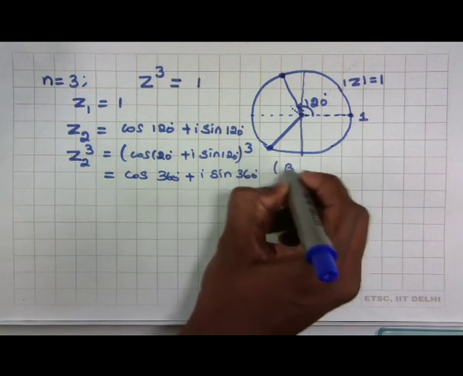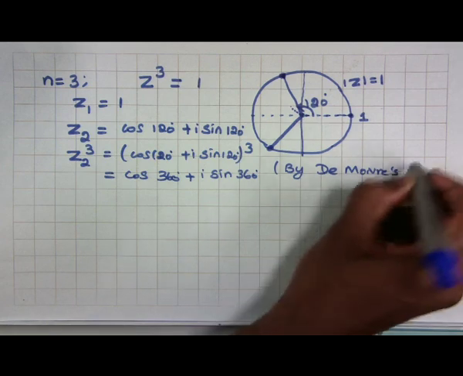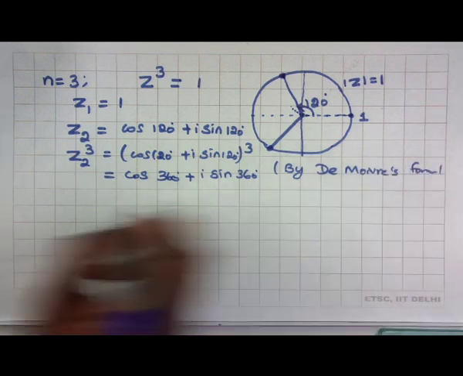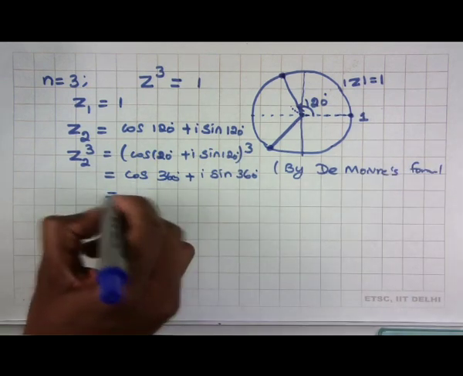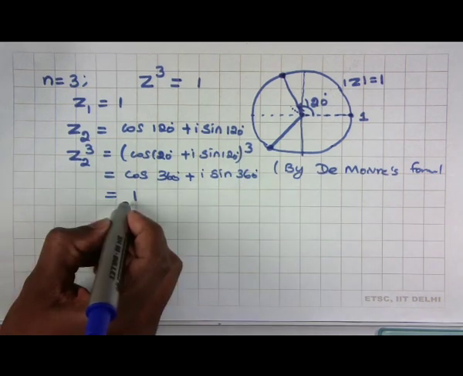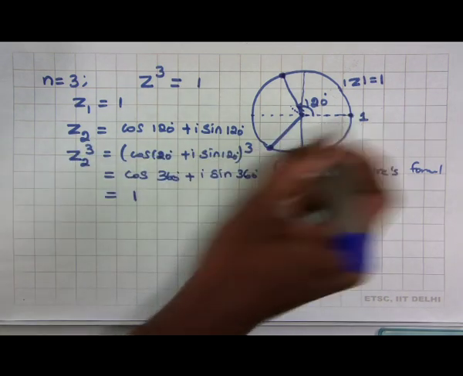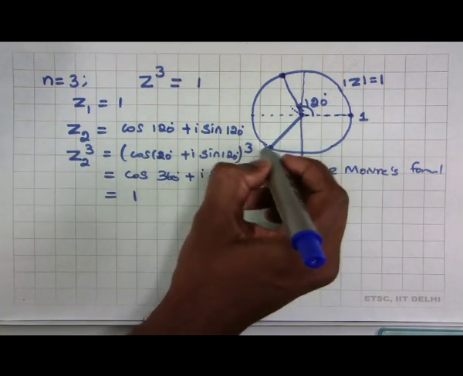By de Moivre's formula, we know the value for this: it is 1, and this factor is 0. So, what we observed is Z2 cube gives 1. Similarly, one can verify Z3.